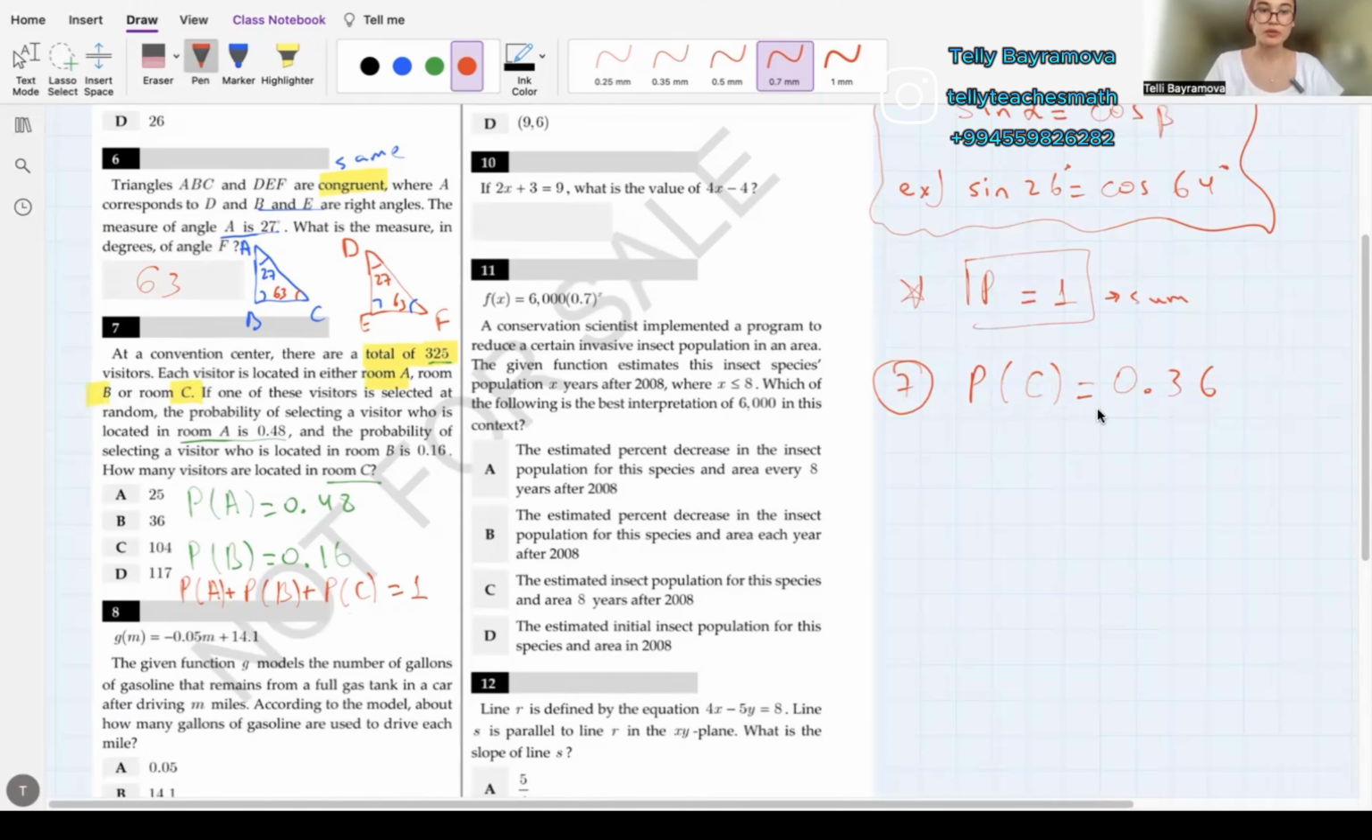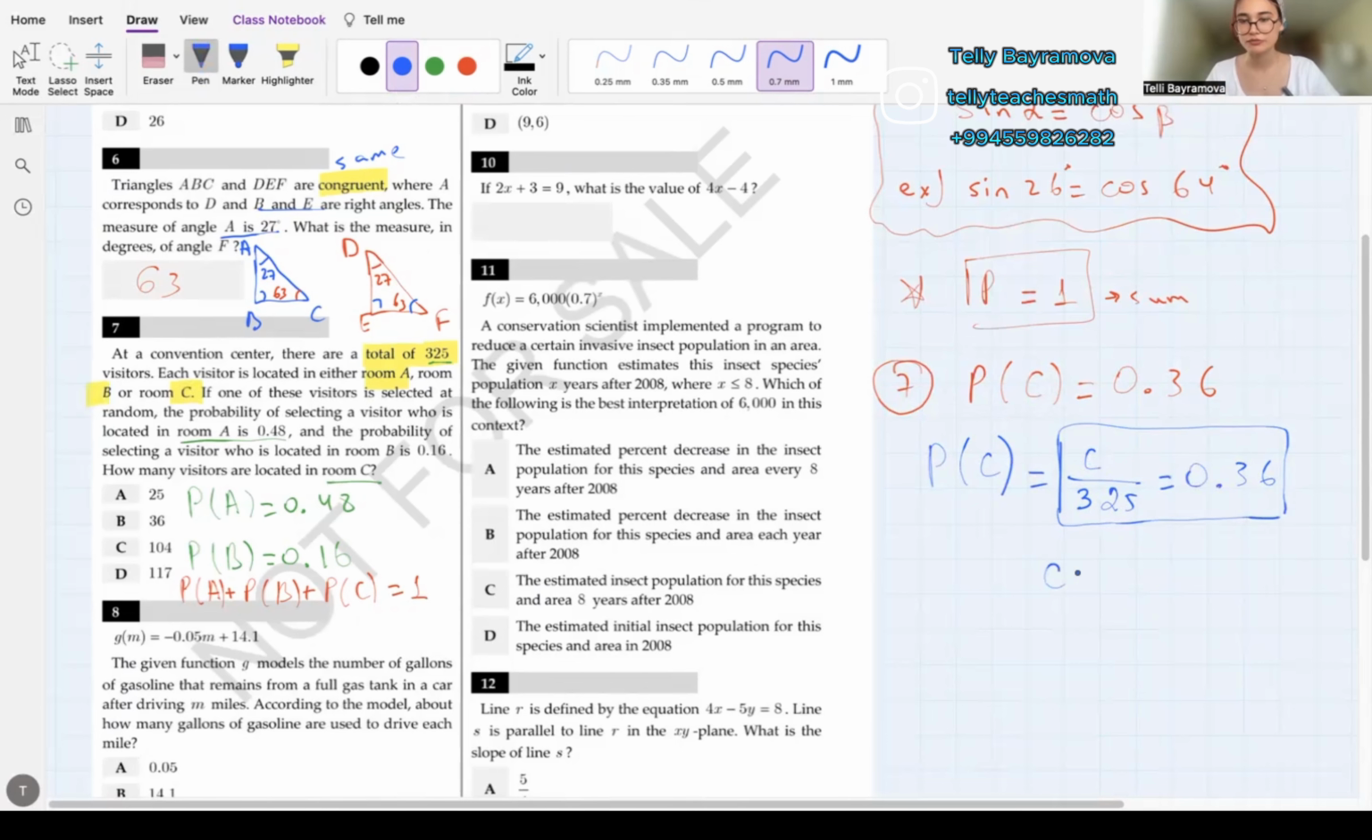But they don't ask for probability. The question asks how many visitors. So how can we find it? Probability of C is the number of visitors in C over the total, 325, and that equals 0.36.